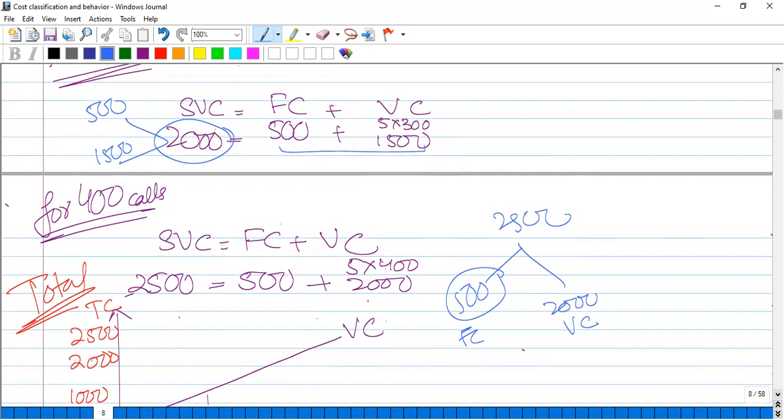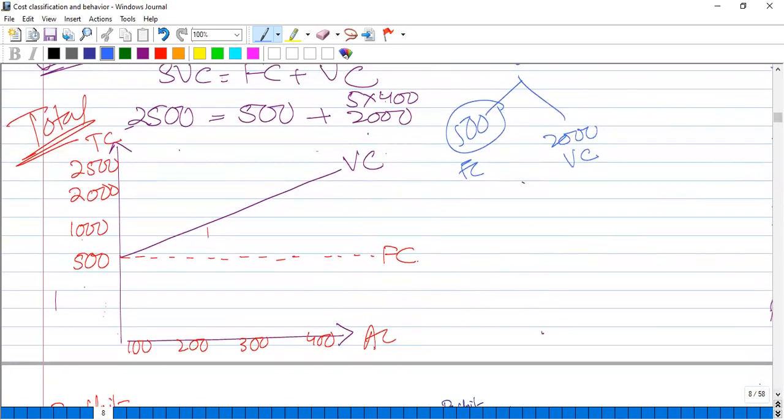The graphical representation of semi-variable cost is described by the following graph. Firstly, we draw the vertical line, which shows the total cost, and the horizontal line, which shows the activity level. This dotted line is fixed cost, as this is the 500, my line rent, and this line which is going upward is variable cost. As you know, semi-variable cost contains both elements, fixed cost as well as variable cost.